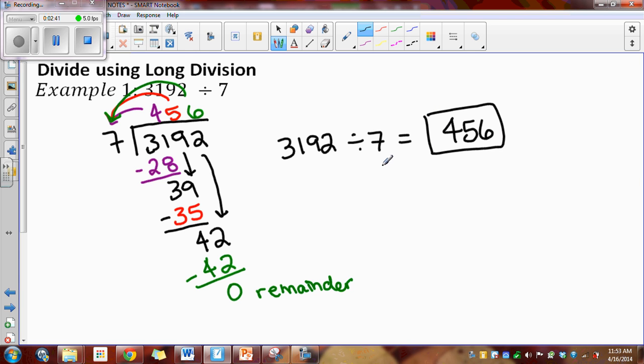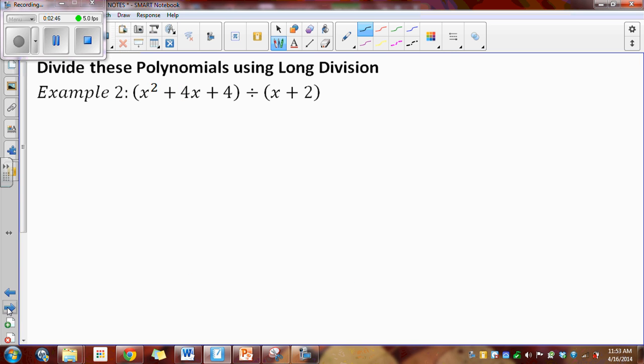Okay, that's long division with numbers. We've done that before. Now we're going to add in the new part. So moving on, example 2. Set up the problem as a long division problem. So your x plus 2 will be on the outside. And inside the doghouse, x squared plus 4x plus 4.